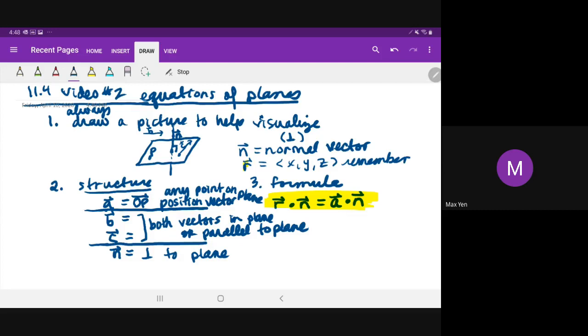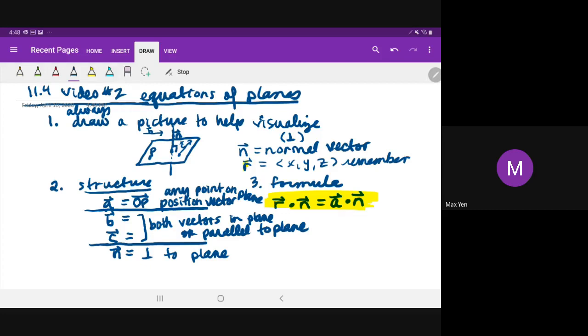Look at all the letters in your structure. Do you see how it says A, B, C, N? B and C aren't in the formula. So why would we even care about B and C? Usually they give us B and C, or we can find B and C. In the first couple of questions, they give you A and they give you N. So if they give you A and N, you could dive right into the formula.